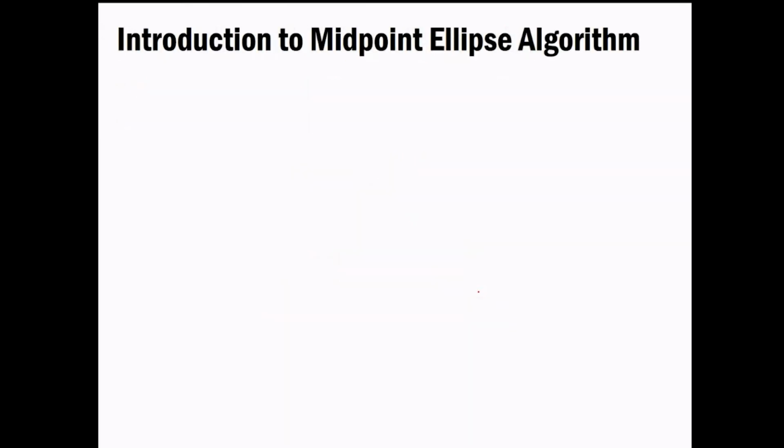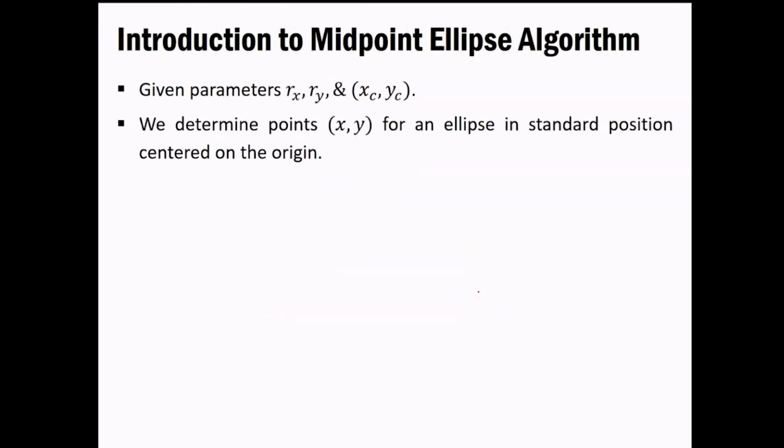Okay, so now this one was a very general thing. Now what it says is, given parameters, this would be given to you, that is Rx, Ry, Xc and Yc, that is the center. Okay, we determine the point. What we have to do is calculate this particular thing.